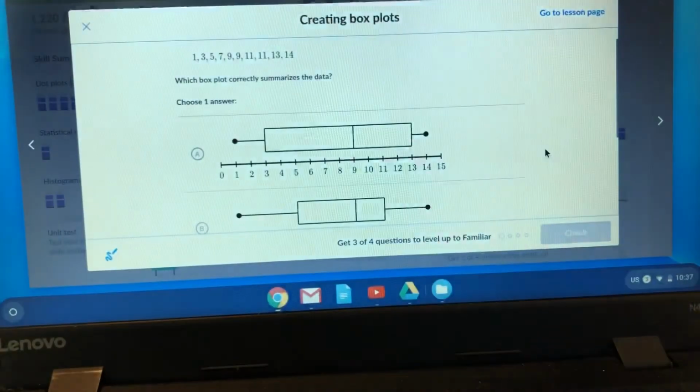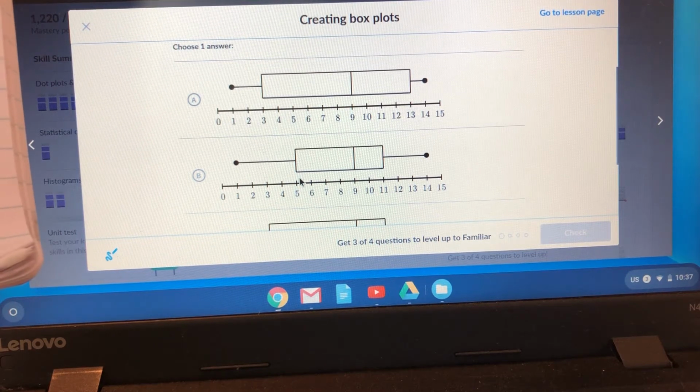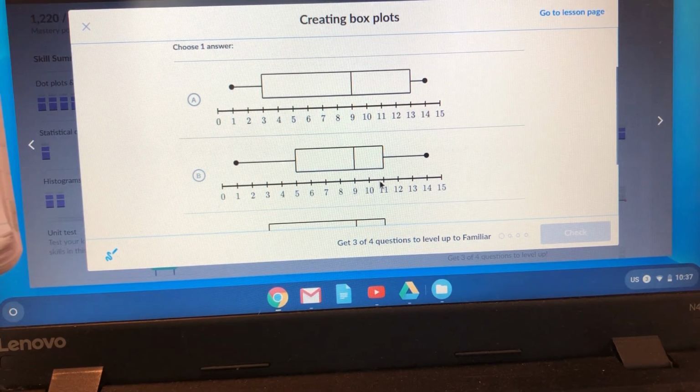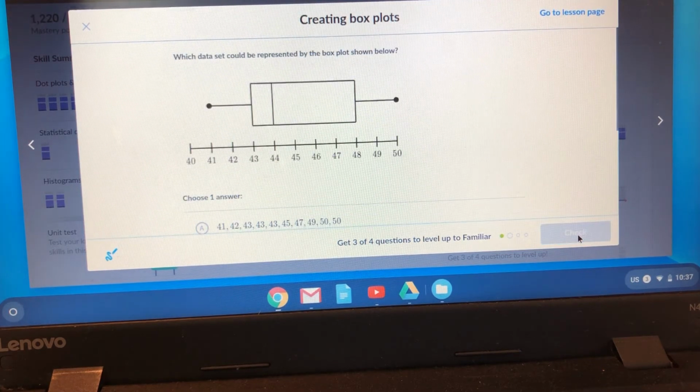Okay, so the box plot we are looking for to match that. This one has a median of 9, but a lower quartile of 3. We wanted a lower quartile of 5, so that's out. Check B. I have a minimum of 1, a lower quartile of 5, a median of 9, an upper quartile of 11, and a maximum of 14. So B is my correct answer. It matches all of the options. I had to do a little bit of work to find that out.